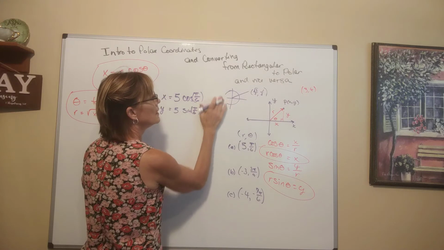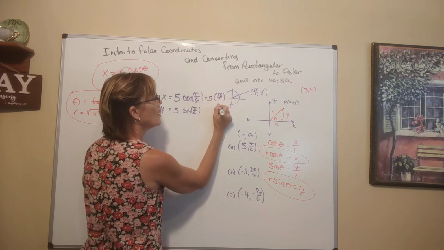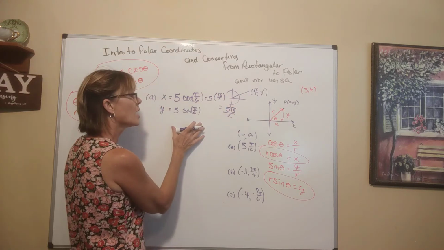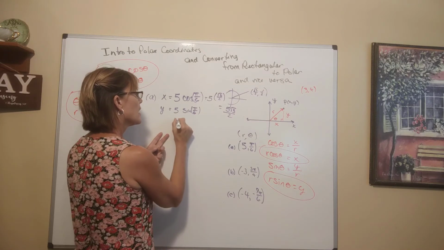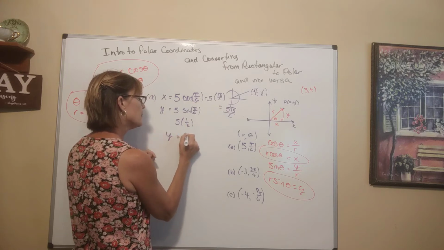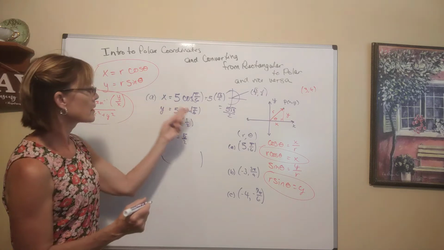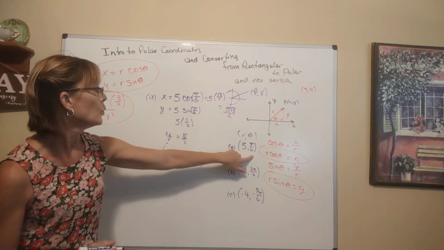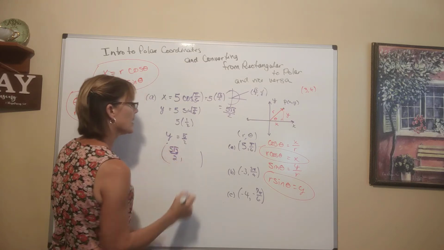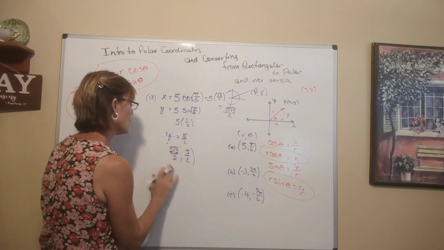So we would say this is equal to 5 times the square root of 3 over 2, or 5 square root of 3 over 2. Right here, y, what would it equal? 5 times the sine of pi over 6, which is 1/2. So y would be 5 over 2. The rectangular coordinates for pi over 6 would be 5 square root of 3 over 2 and 5/2. We've just converted from polar to rectangular.